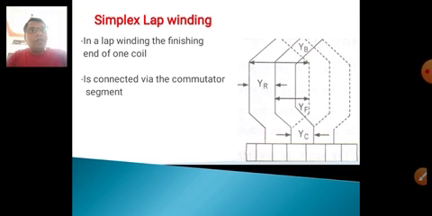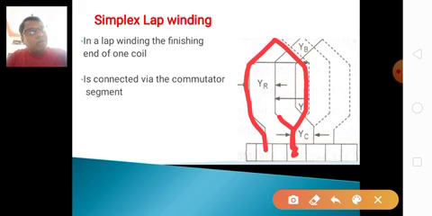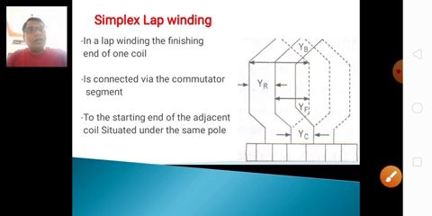In the lap winding, the finishing end of one coil is connected via a commutator segment. That means if one coil is connected to a commutator segment, and again another coil is connected to the same commutator segment, that is known as lap winding, to the starting end of the adjacent coil situated under the same pole. In this way, all coils are connected.